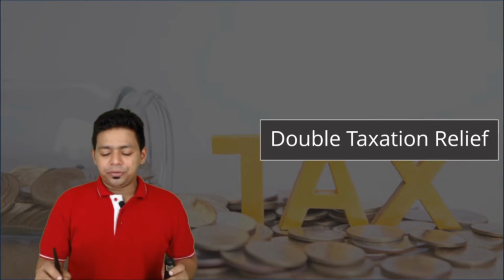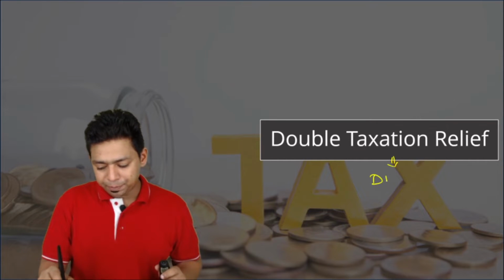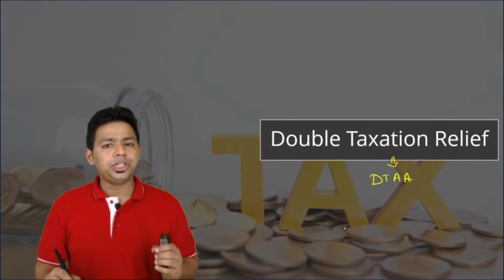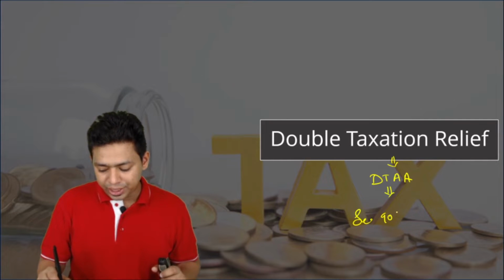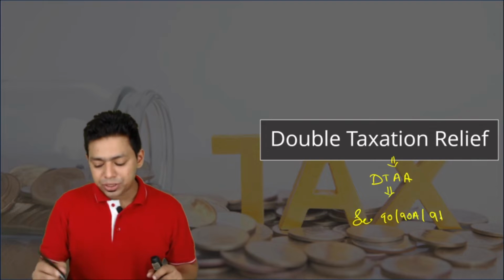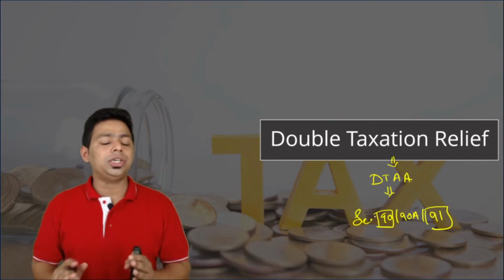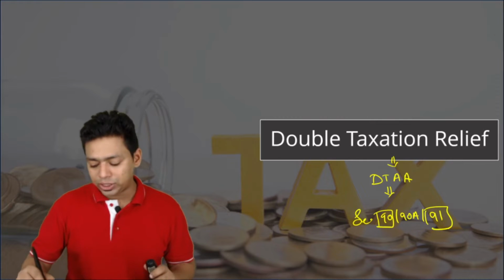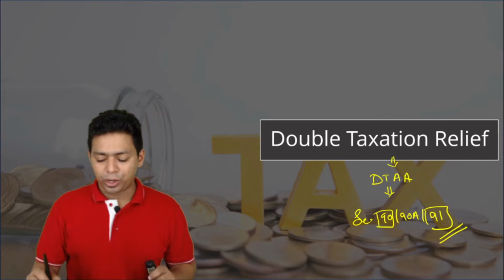Namaskaram friends, we are starting with double taxation relief, also known as the DTAA, and this section is very small. In fact, it covers section 90, section 90A and section 91 of the syllabus. Major content is written in section 90 and 91, and out of the three sections, if you ask me to select the most important section, then that's 91, unilateral relief.